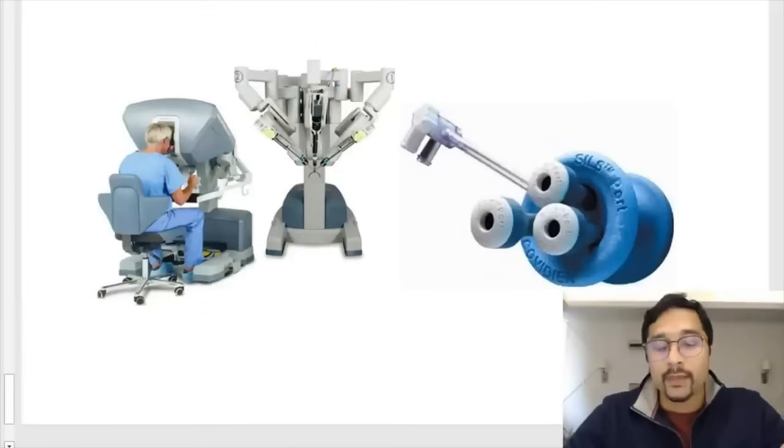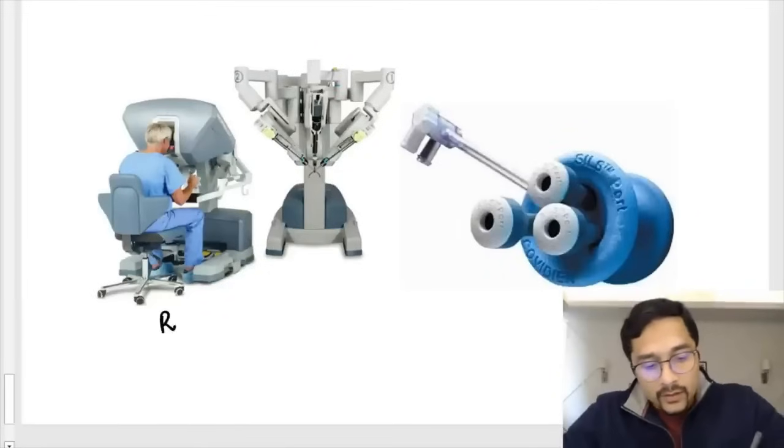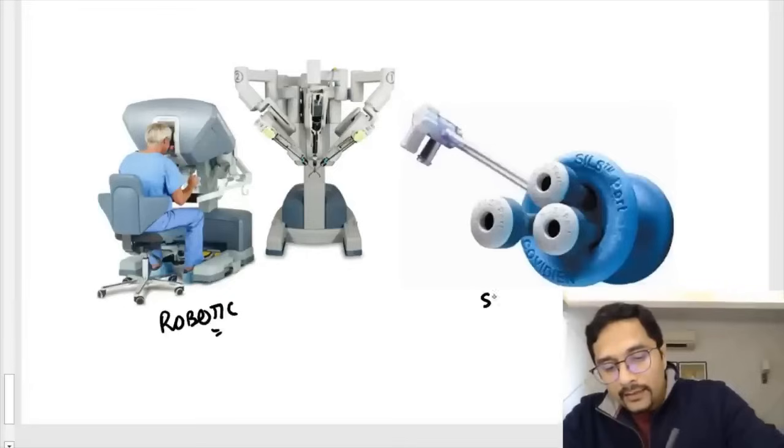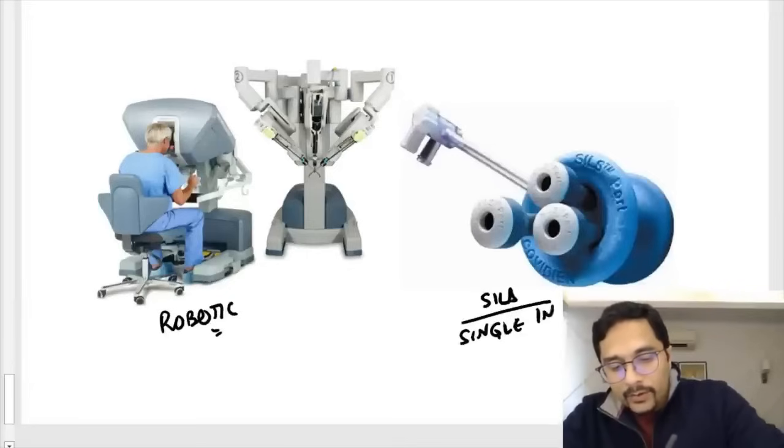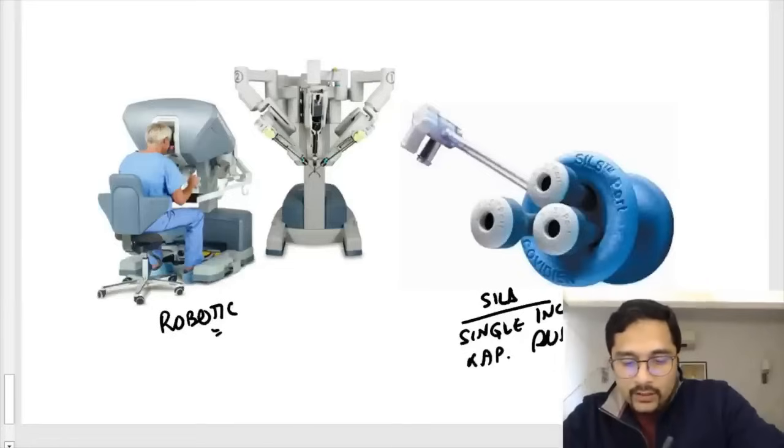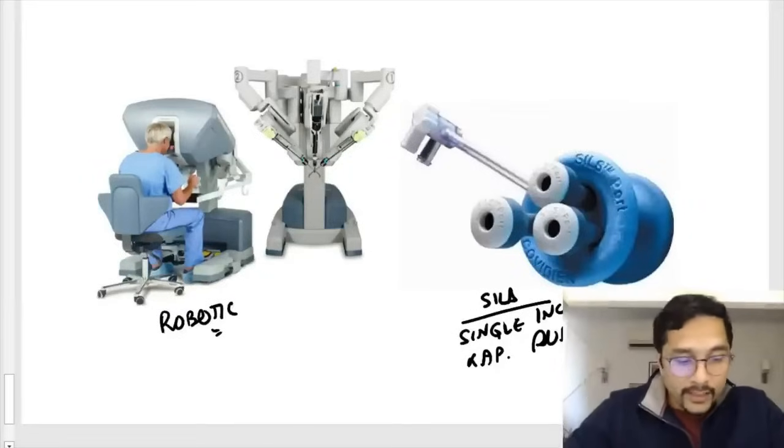These are the laparoscopic instruments. This is robotic surgery, which is the latest thing being done. And this is SILS, single incision laparoscopic surgery. But from laparoscopic surgery, the most important question is the Veress needle, which you people should be able to identify.